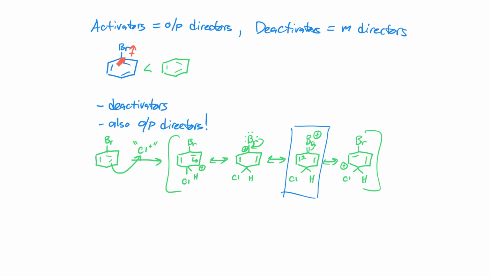They are, by induction, electron withdrawing groups, so they do deactivate the ring towards electrophilic aromatic substitution. However, they do have the lone pair that they can donate to this cation here, forming this 4th additional resonance structure, which favors the ortho or para addition versus the meta addition. So the halogens are a unique case of substituent on aromatic rings. They are deactivators, but also ortho-para directors.